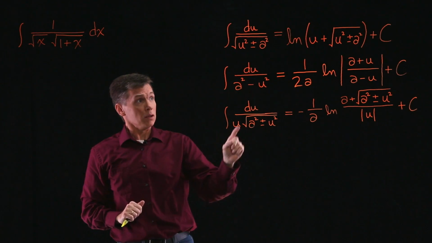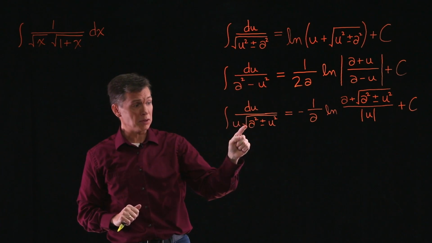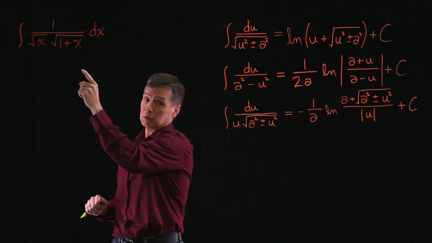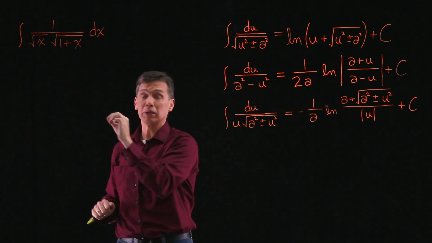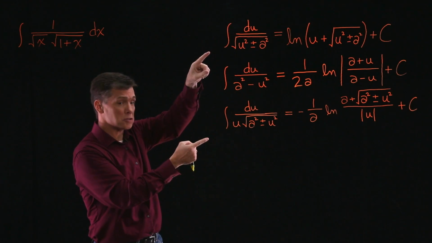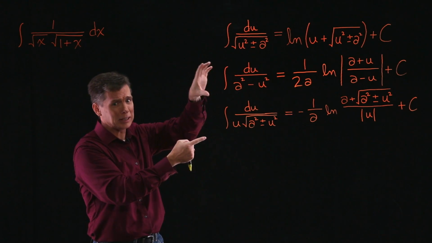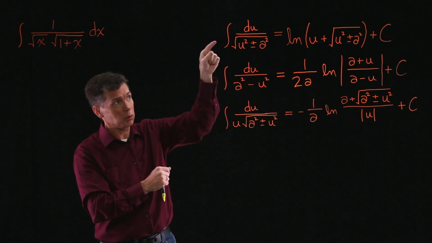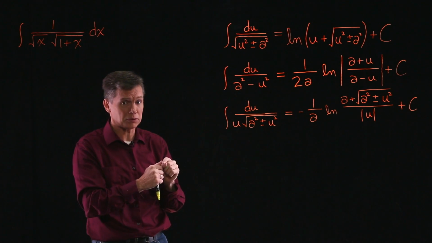For one, two of these formulas have square roots, and I have a square root. At this point, that would lead me to believe that I'm probably going to match either the first or the third. I don't want to rule out the second yet, but probably because of the presence of the square root, I'm going to go with the first choice or the third choice.